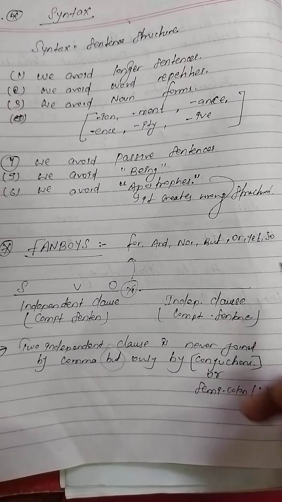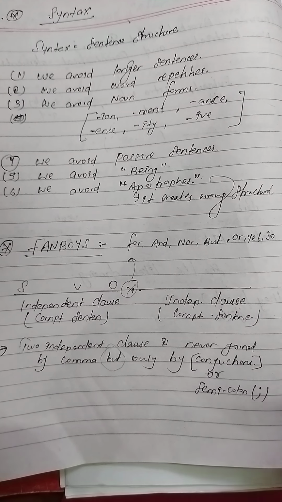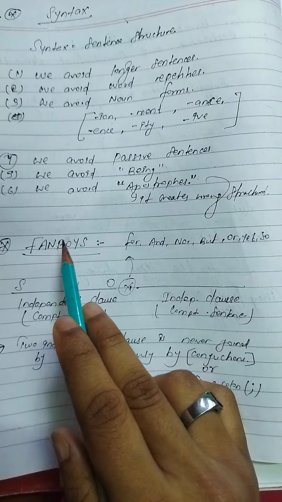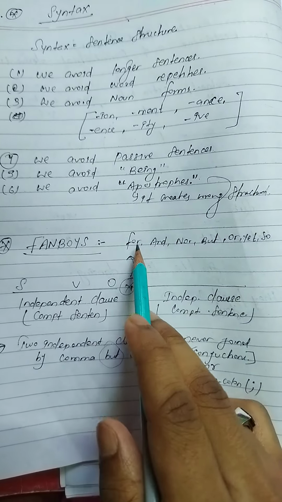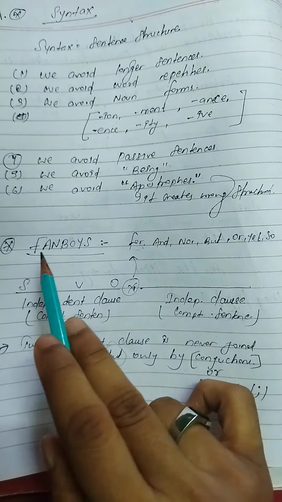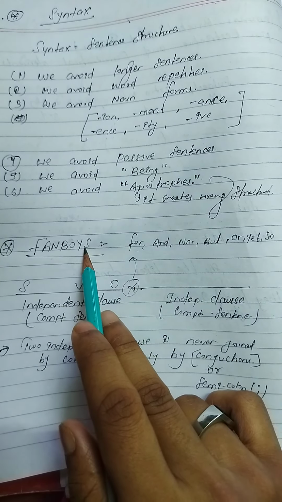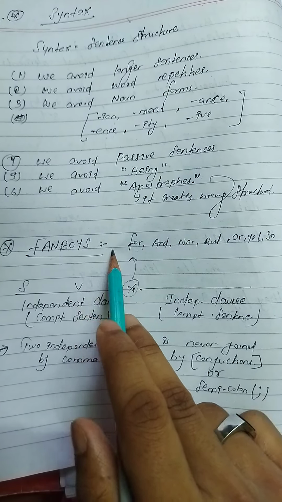So today we are going to learn within sentence punctuation. In order to start the topic, first of all we have some concepts related to it so that we can easily do a lot of questions. So let's see what FANBOYS is. FANBOYS full form is: F for for, A for and, N for nor, B for but, O for or, Y for yet, S for so.